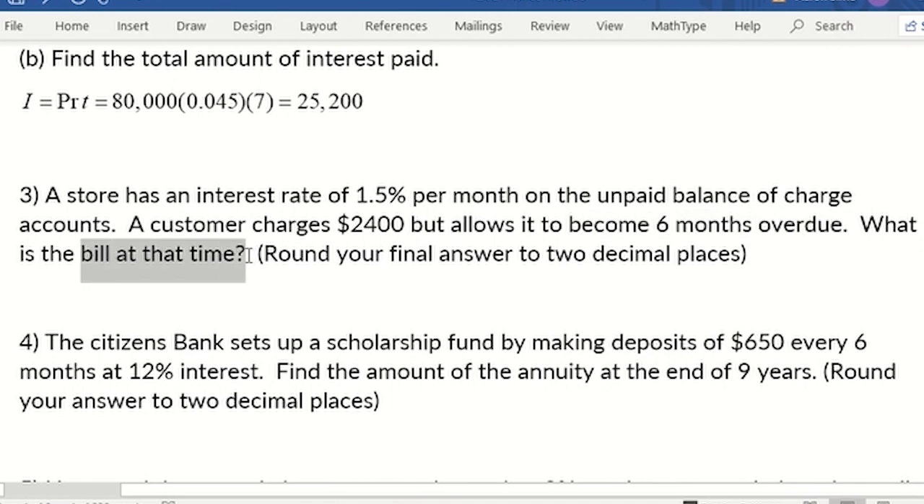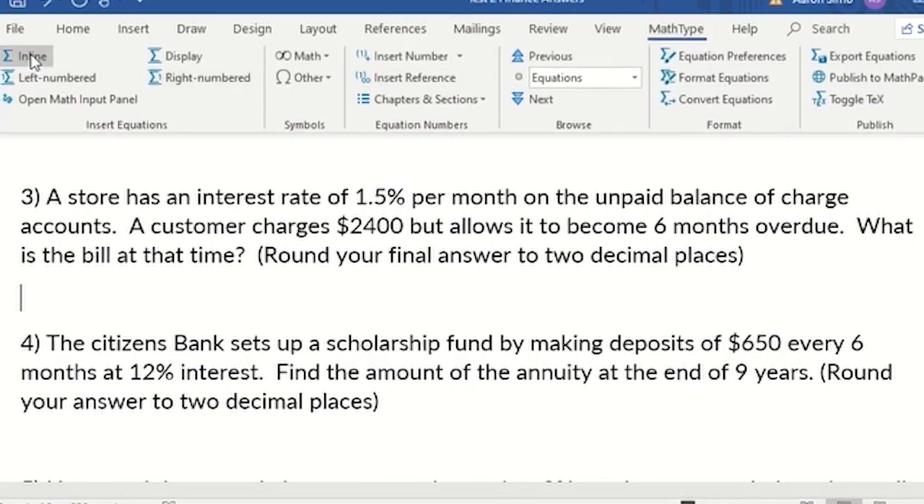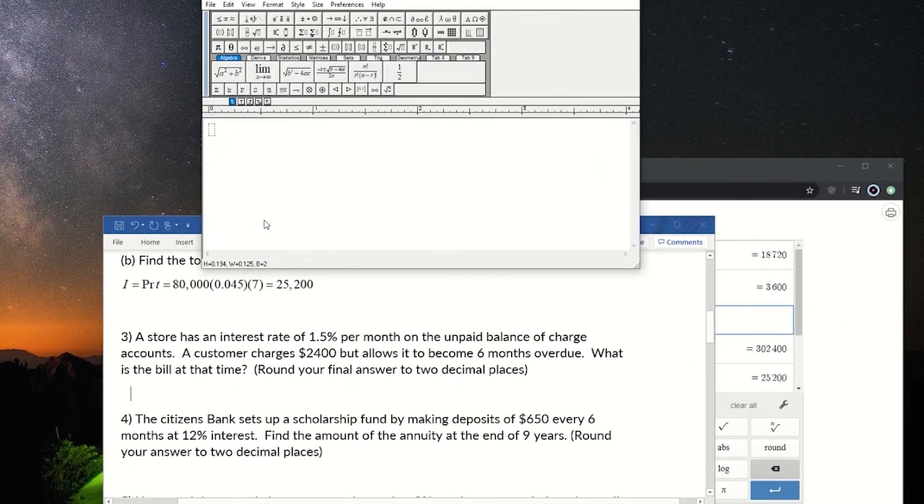So we need the future value of compound interest. Is it compound interest? Yeah, it's 1.5% per month. So let's see how we do this. Okay, so we're going to go to MathType. We're going to go to inline. We're going to plug in the future value of compound interest, which is A equals P times 1 plus I raised to the N. So we get an exponent like this, with an N here. Formulas are going to get more complicated, so watch out for the next coming example.